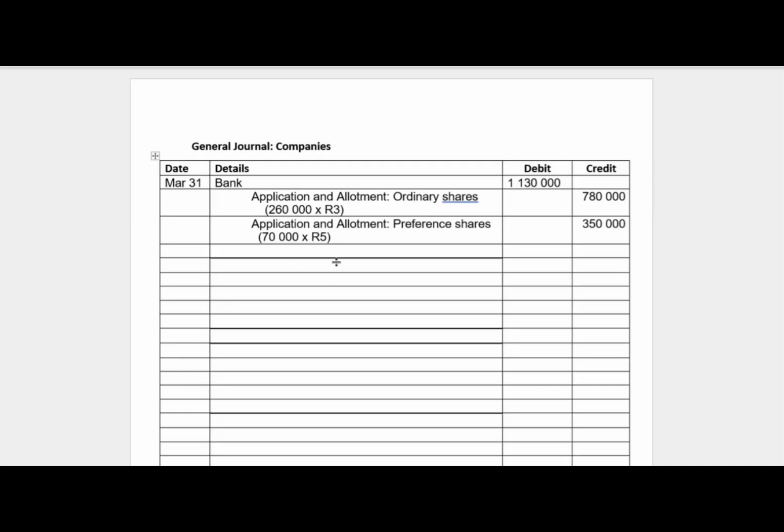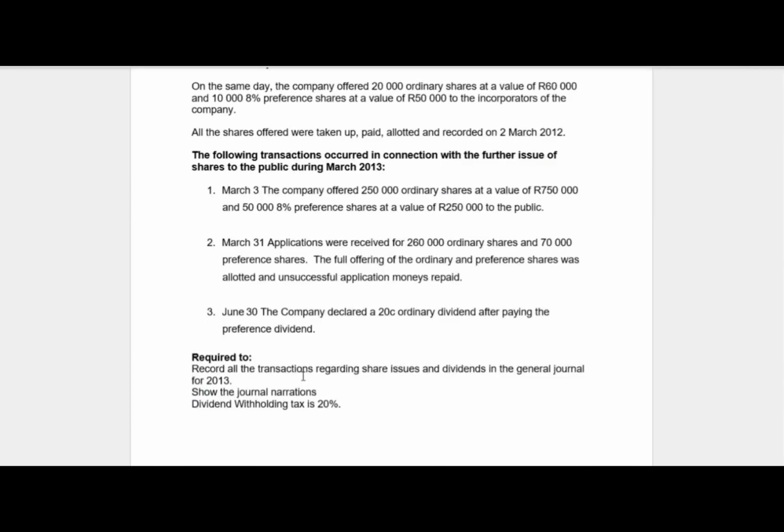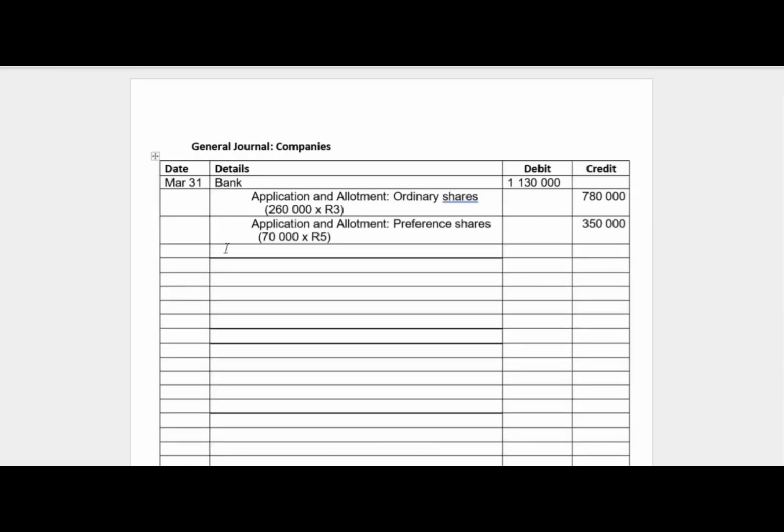And then you remember on the question, they said you must narrate on the journal. They say show the journal narration. So let's go and show narration. When we narrate, it's just a short summary of what happened. So we received application for shares. So we can say application of shares and monies received. Application of shares and monies received. And then that is the narration. All right. So that was the application.